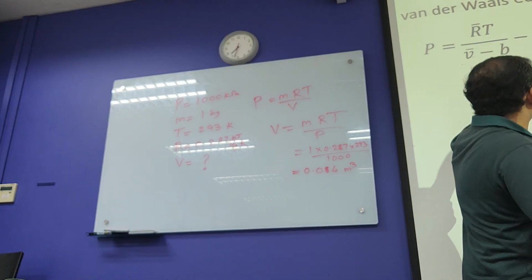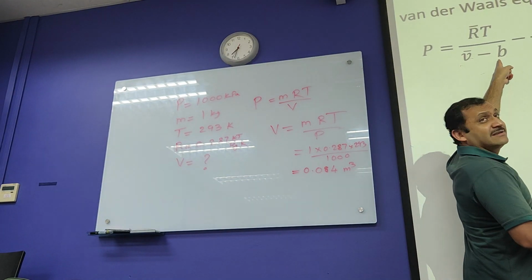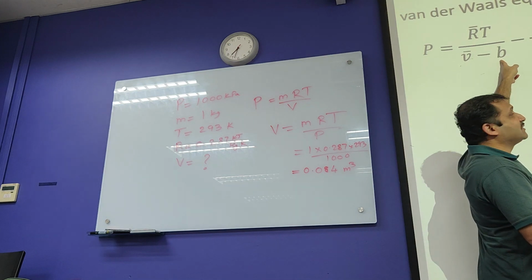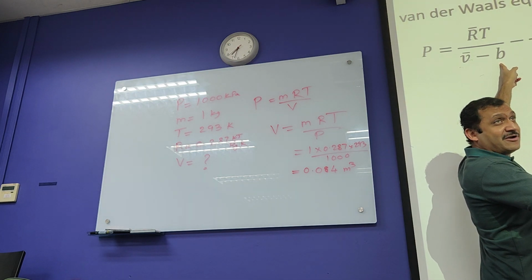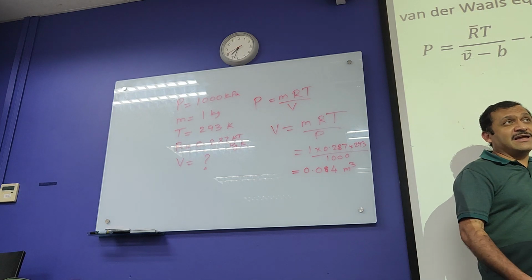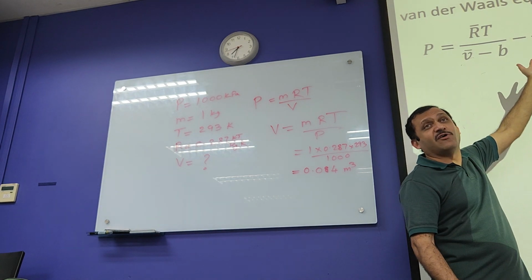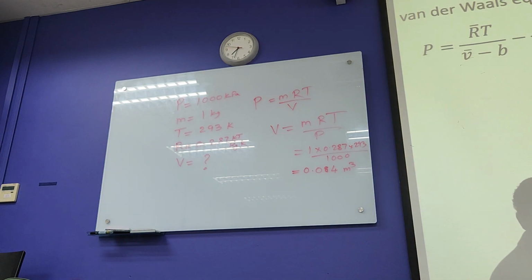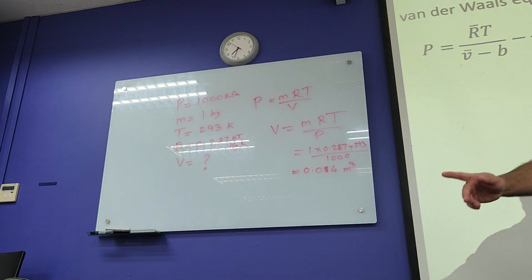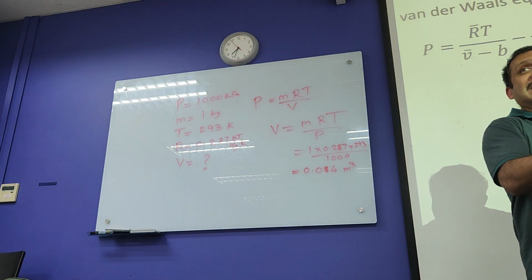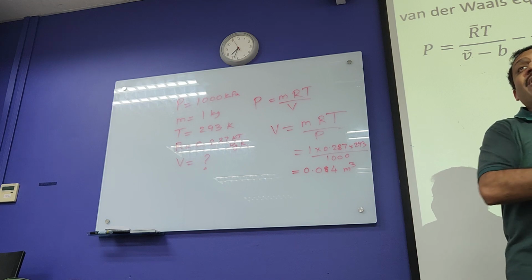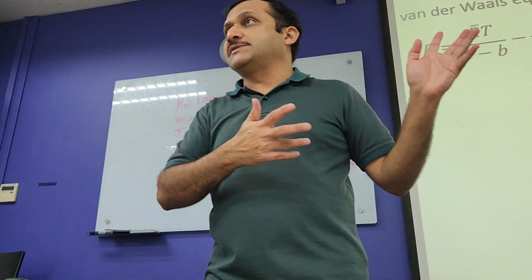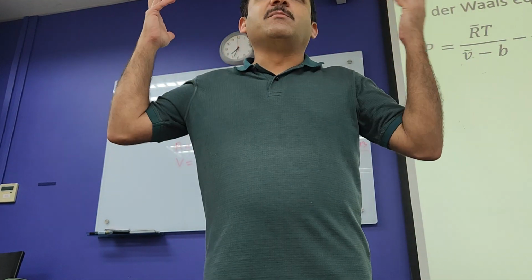Rather, you should have used this equation, gone and looked at the table and found what is the value for B of air, what is the value of A for air, and then estimated the specific volume from that equation instead of using ideal gas. And that's the practical reason why you need to study this. Or you don't need to remember these equations. In the real world, I don't remember all the equations.